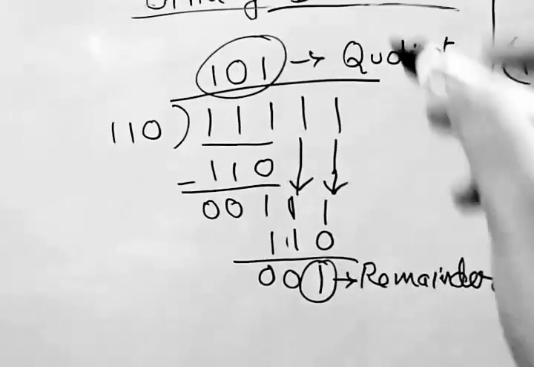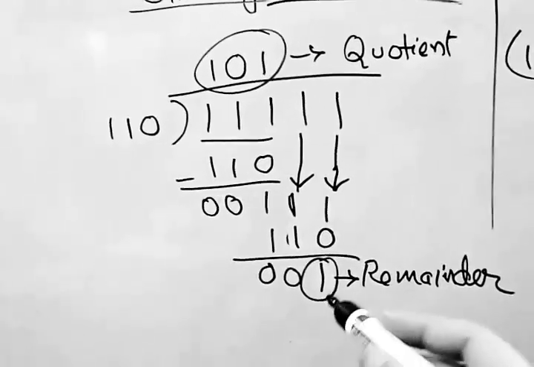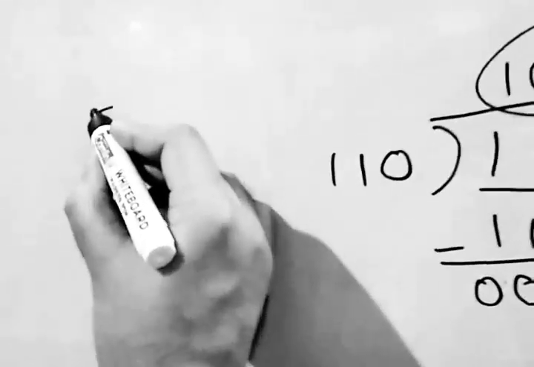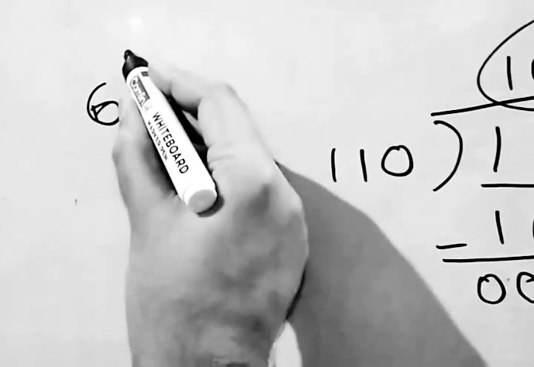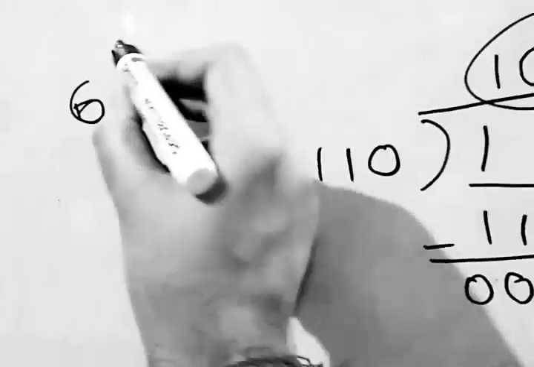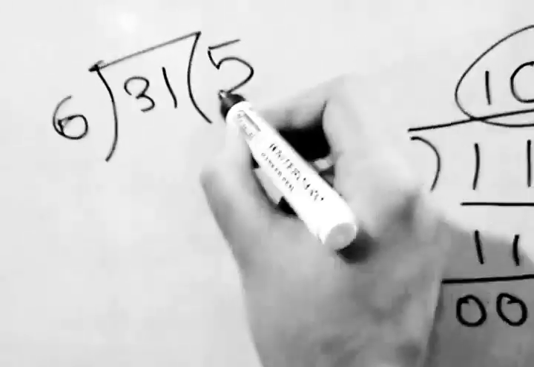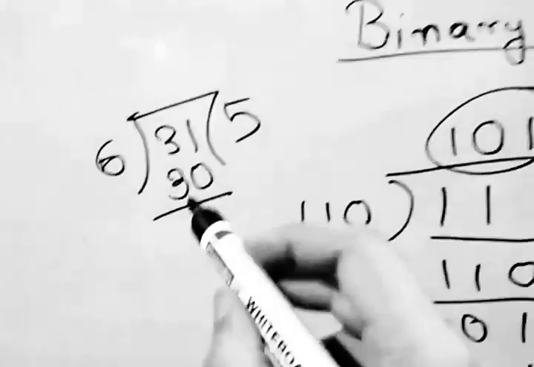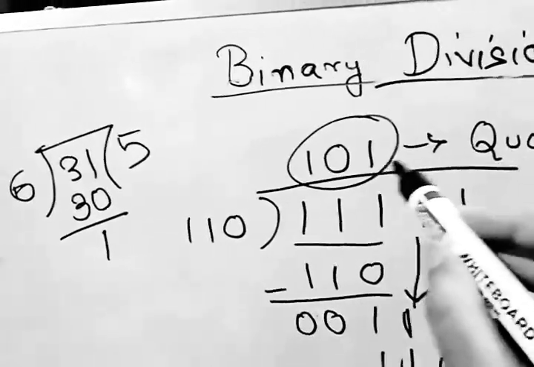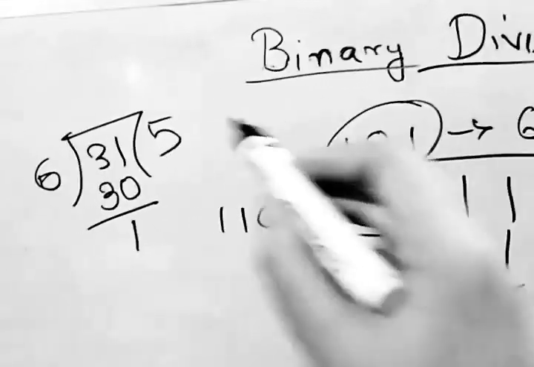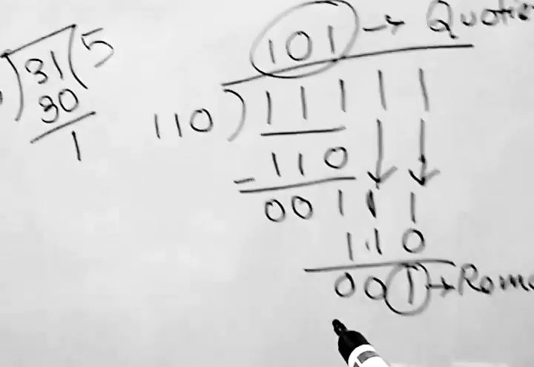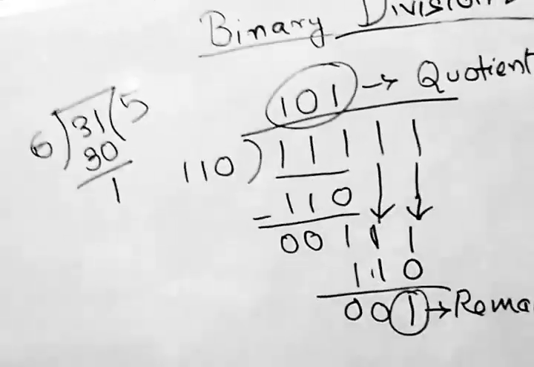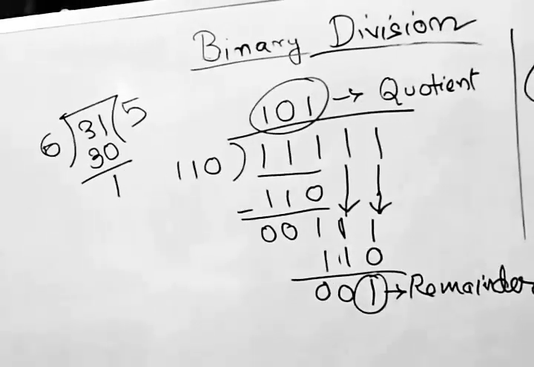(101) means 5 in decimal and 1 means 1 in decimal. So basically we can verify it. If we divide 31 by 6, 6 5s are 30, remainder is 1. Here also the same: 101 means decimal 5 and remainder is 1. Here also remainder 1. So in both the systems the answer is the same. It is verified. So it is correct.